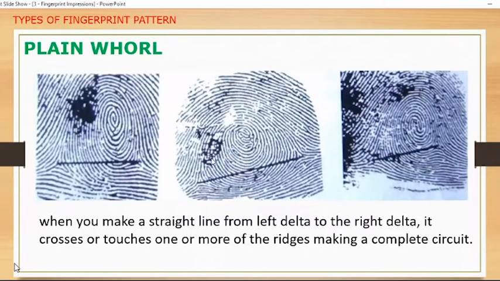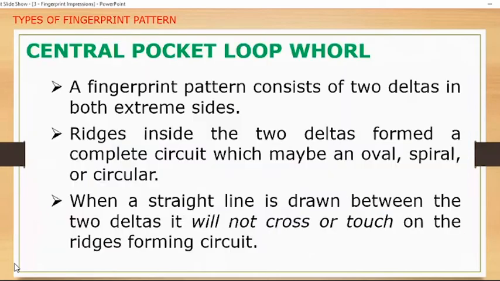So kagaya nito, umiikot yan, na radius na yan. Yan, that is plain whorl. Yan, ito, umiikot ito. Yan, ito kasi palabas na to. Hindi na siya iikot, diba? Pero ito, umiikot ito. So, dinaanan ng straight line mo. So, that is plain whorl. Okay? Yan.